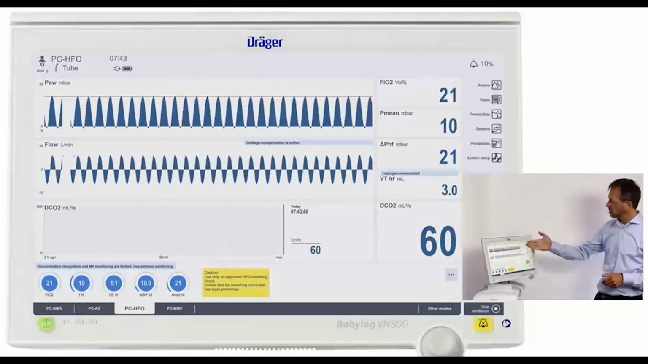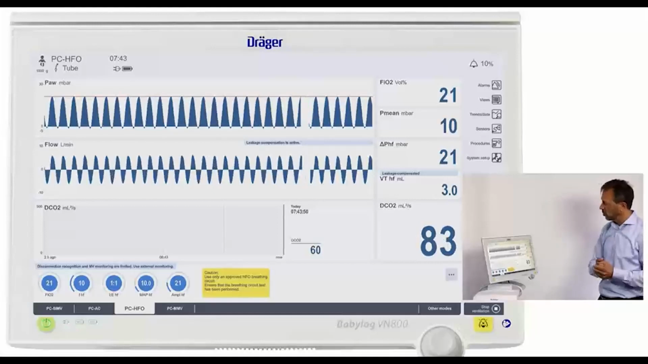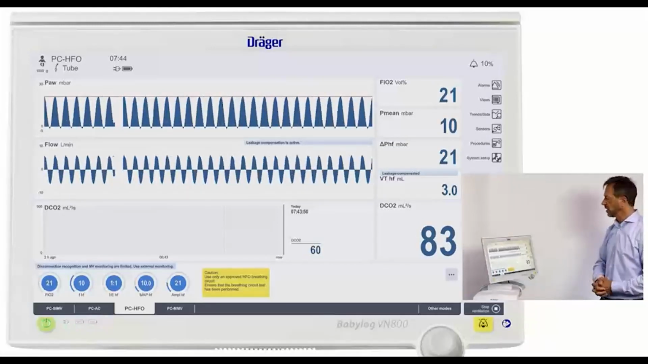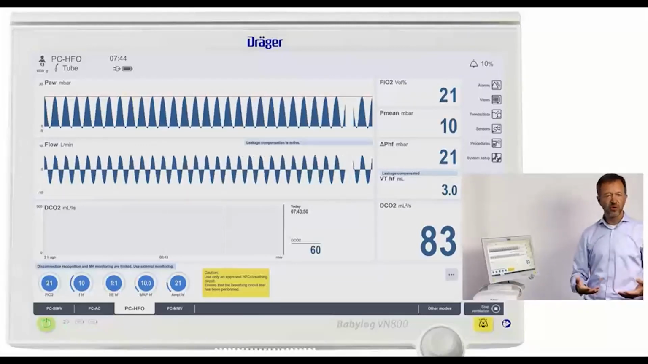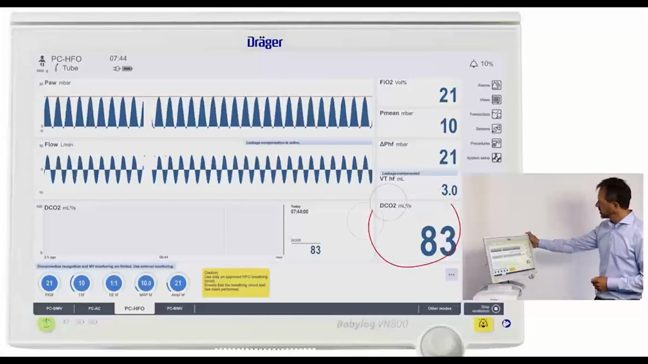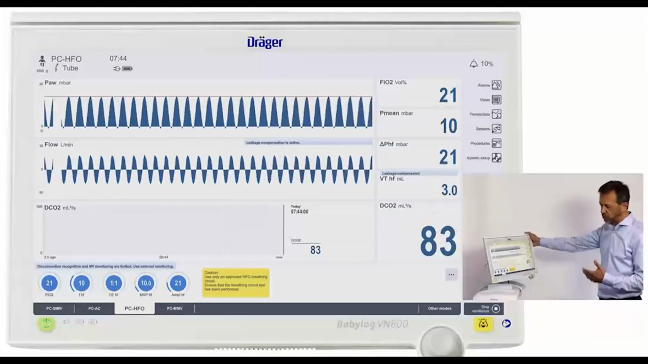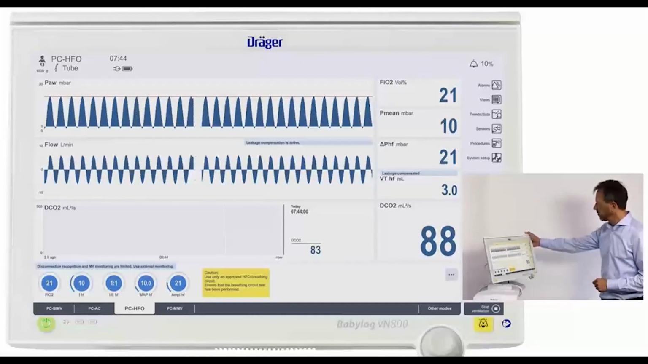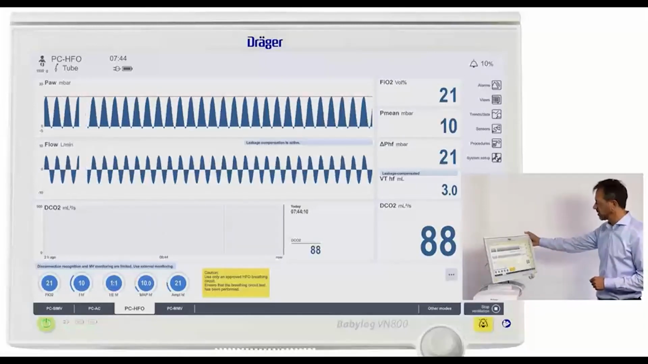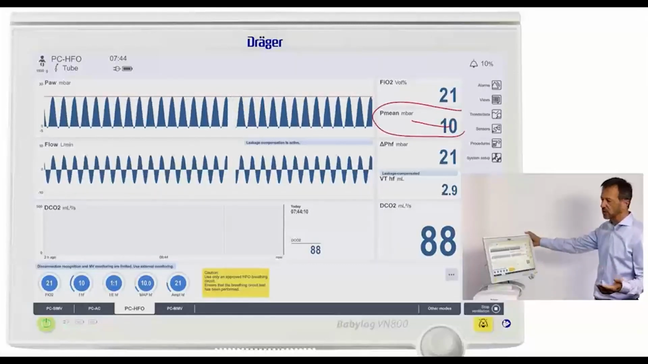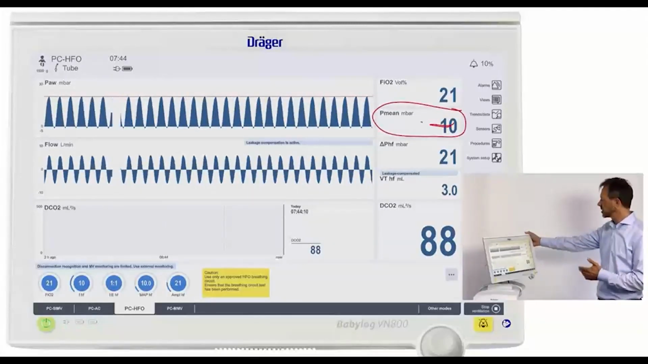You see now the pressure and flow waves, and below this the trend for the DCO2, our CO2 removal surrogate, so to say. Currently we see an FiO2 of 21%. Sure, this is a test lung, so we do not need to increase this. Mean airway pressure is currently running at 10. Before, we had a mean airway pressure in conventional ventilation of 8.2, so this is a little high.